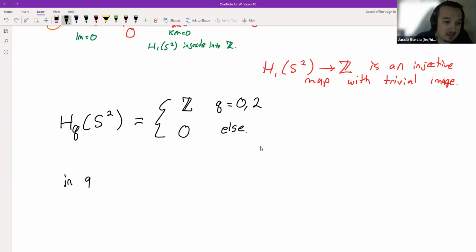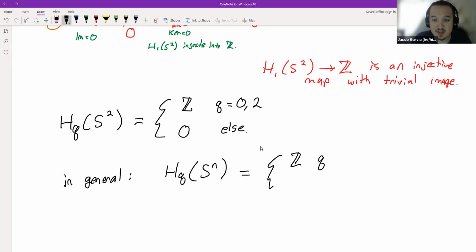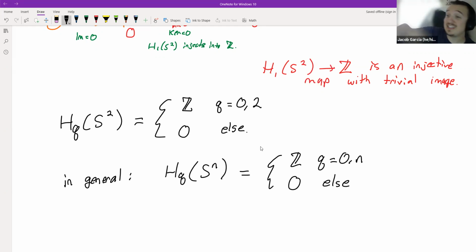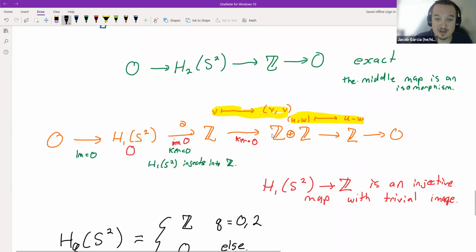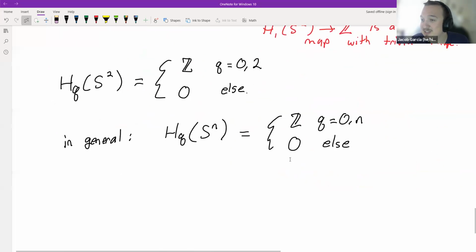So in general, H_q of S^n is Z if q is equal to 0 or n, and it's 0 for all other q. And it actually gets easier as you go up, because the n case gets farther and farther away from where this stuff happens, so you're just dealing with this same case over and over again. And the other case gets far away and becomes very easy to do. So this is actually like the hardest one, quote unquote.